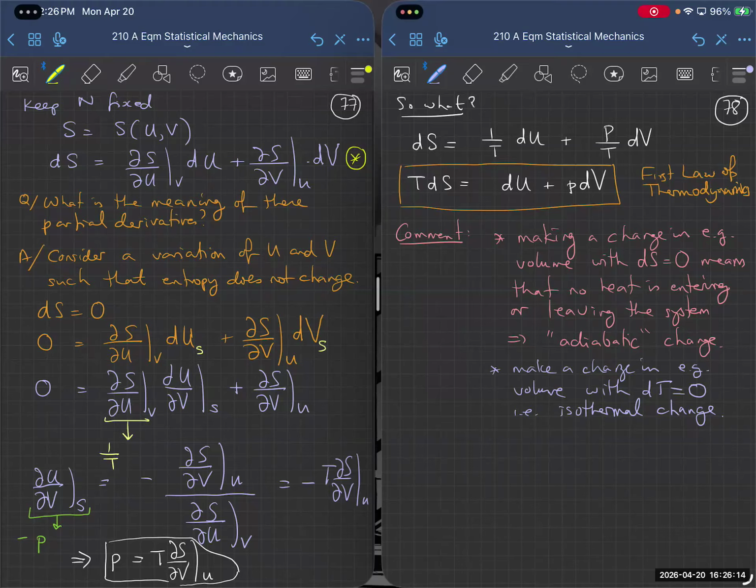Yeah, just a quick question. What was your logic again for why partial U with respect to V, with entropy held fixed, is expected to be minus the pressure? Well, by definition. But if you go back to how we defined the work done: pressure is force per unit area times dV. So that's the force times distance, so that's the work done. So that is what we call minus pressure.